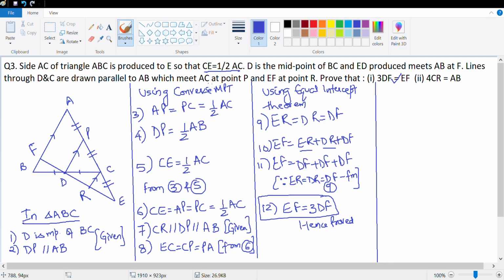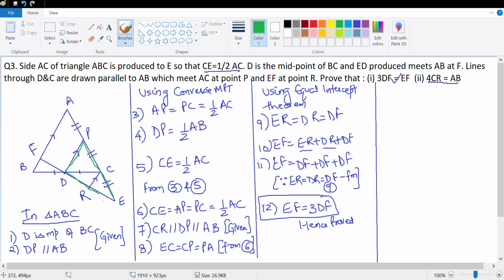Now let's see how I can use it to get AB is equal to 4 times CR. I already know that AB is equal to 2 times DP, or DP is equal to half of AB. So now let's look at another triangle. Let's say I look at triangle DPE.